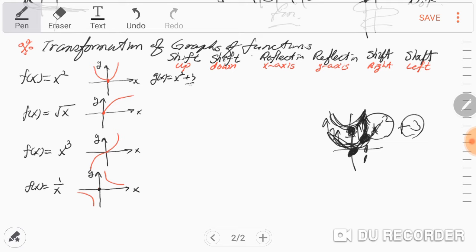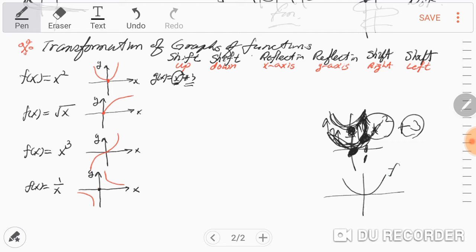What we do is add 3 to the original function, f of x. So when you shift up, what you do is add 3 to the entire function, f of x. How about shift down? Still the same thing.